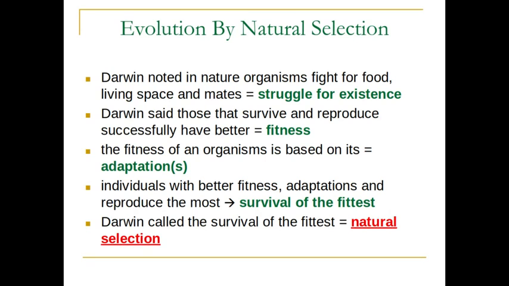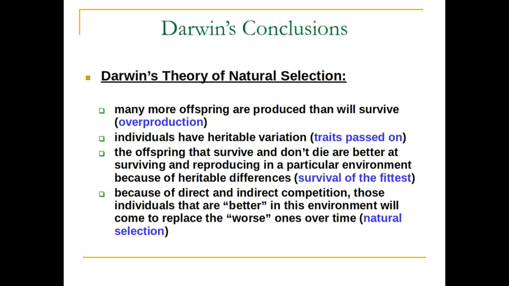So this is in contrast to artificial selection. Darwin's theory of natural selection included ideas of overproduction, meaning more babies are going to be created than can possibly survive, which means some individuals are going to die. Individuals have to have heritable variations, meaning those variations have to be able to be passed on.